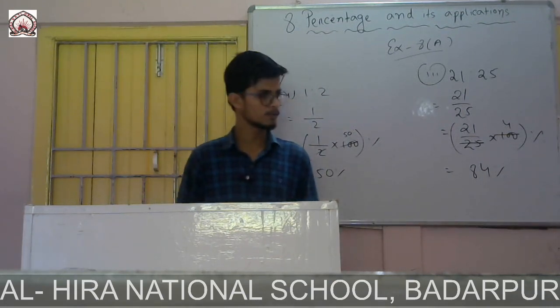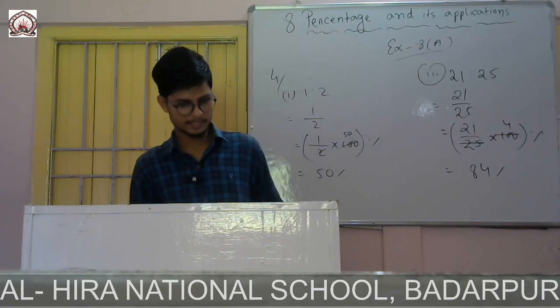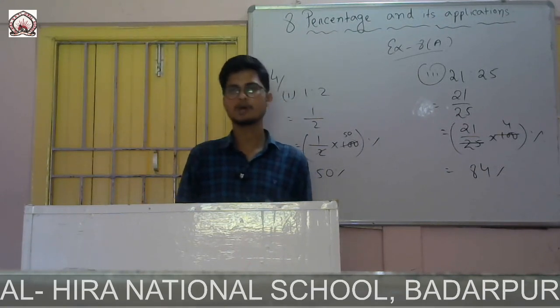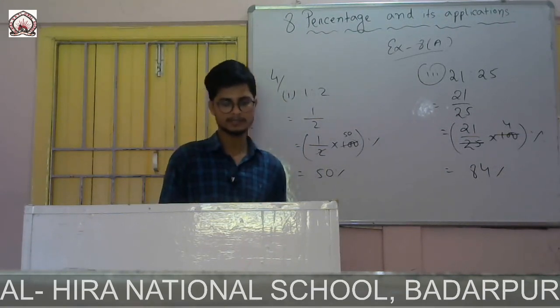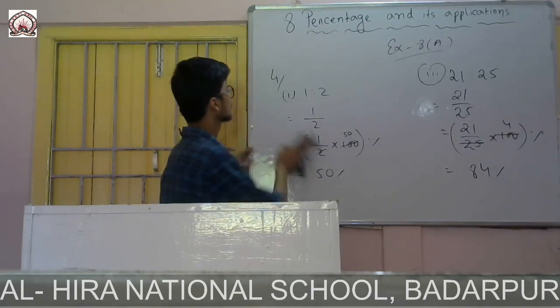Question number 5, evaluate: 19% of rupees 4,200. So what will be the answer? 19% of this amount.